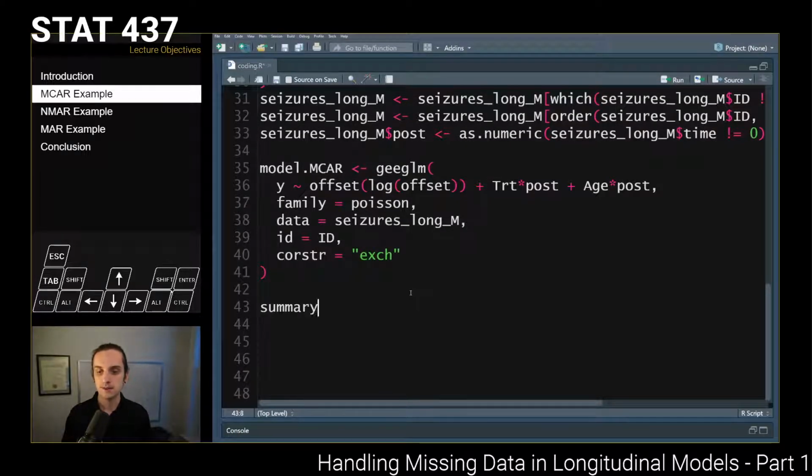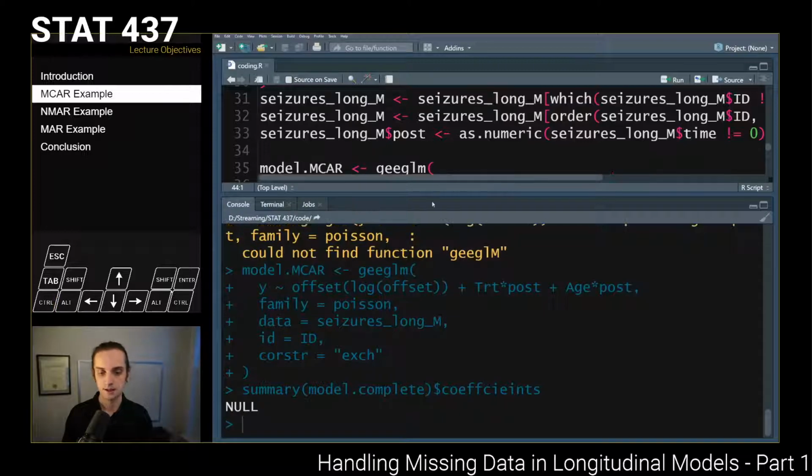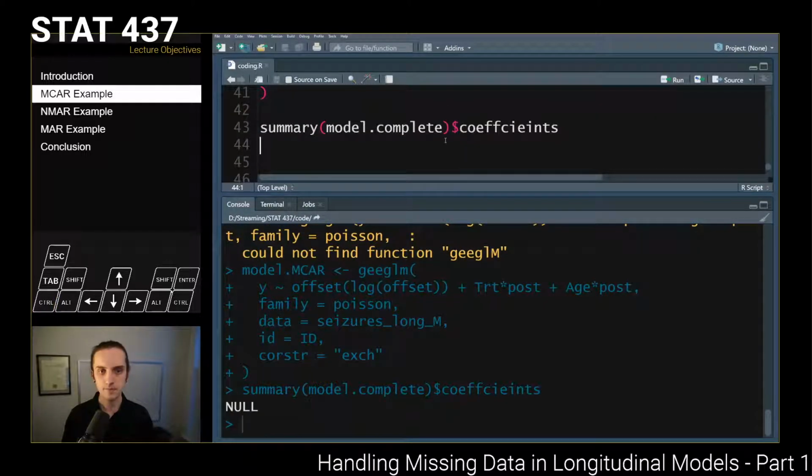And so if you wanted to take a look at this, what we could do is we could say, let's take a look at the model complete summary. And if I just call coefficients here on the summary, you can see that I have a typo, coefficients.